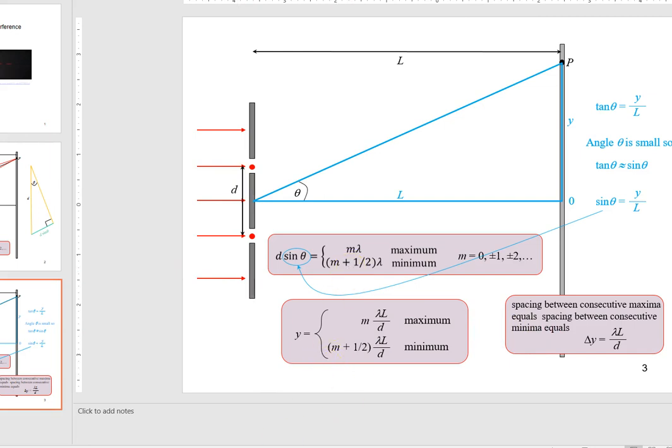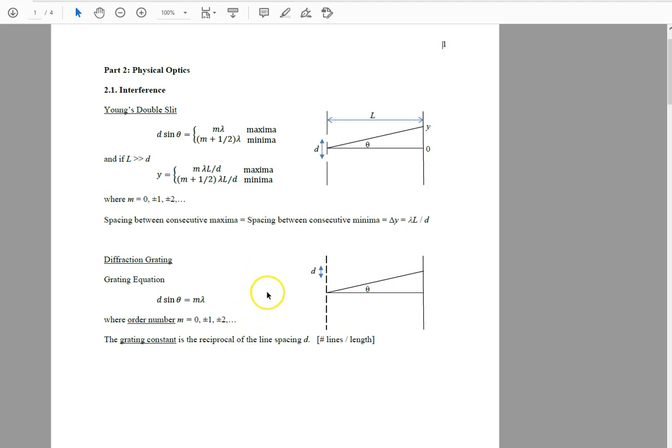Oh, I did want to say, let me show you in the summary notes that the stuff that we just went over is summarized right here, right, in the summary notes for part 2, Young's double slit. There it is right there, this top part.